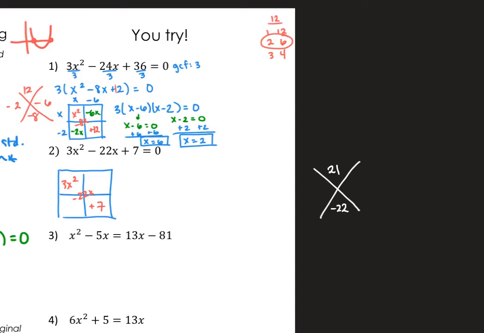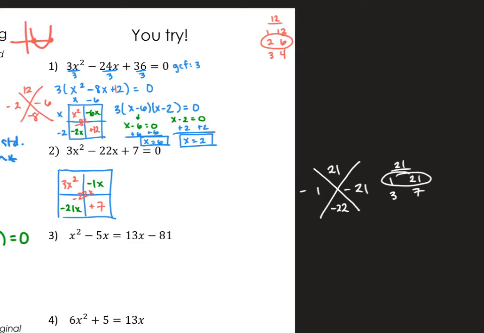And since we're multiplying to make a positive, adding to make a negative, that means both of my factors must be negative. So now we're going to list out my factors of 21. So 1 and 21 and 3 and 7. So the pair that's going to get us negative 22 is going to be 1 and 21. Before we put it in the box, we should double check that these multiply to make 21, they add to make negative 22, which they do. So now it goes straight into the box. So this is negative 1x and negative 21x.